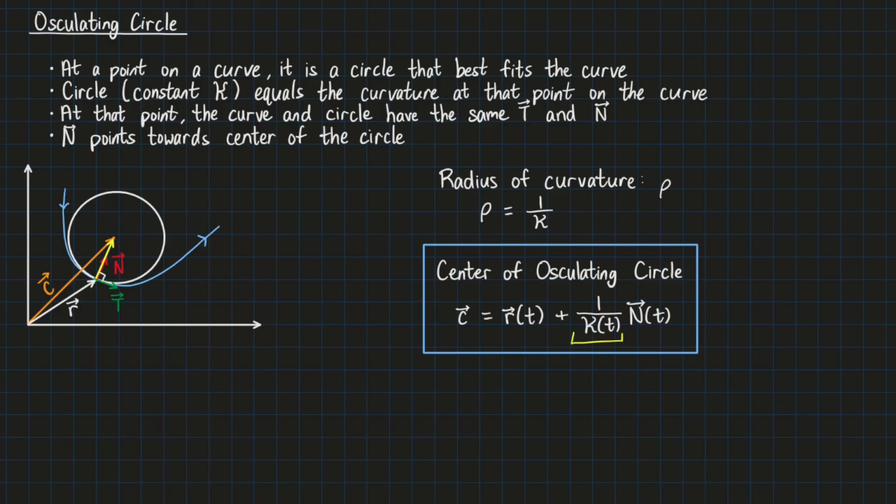So 1 over kappa scales the unit vector N, and together they make up that yellow vector that starts from that point on the curve and ends at the center of the circle. So here's a curve, and on that curve there's points P1 and P2. Here's what the osculating circle looks like at point P1. Here's what the osculating circle looks like at point P2. There's more curvature at P1 than at P2. So the osculating circle at P1 should have a radius that's less than the osculating circle at P2.